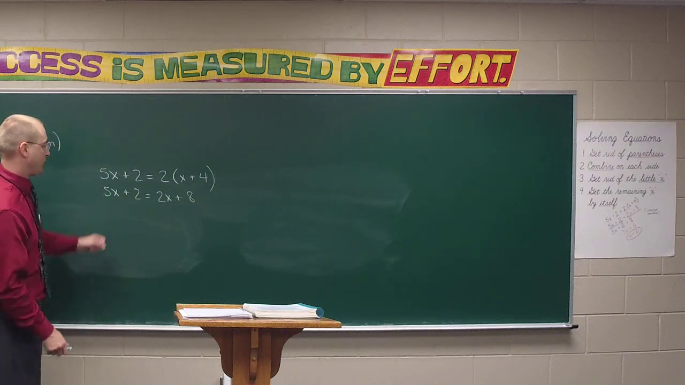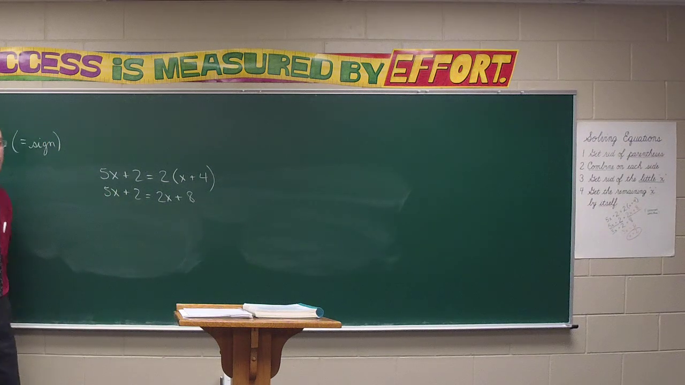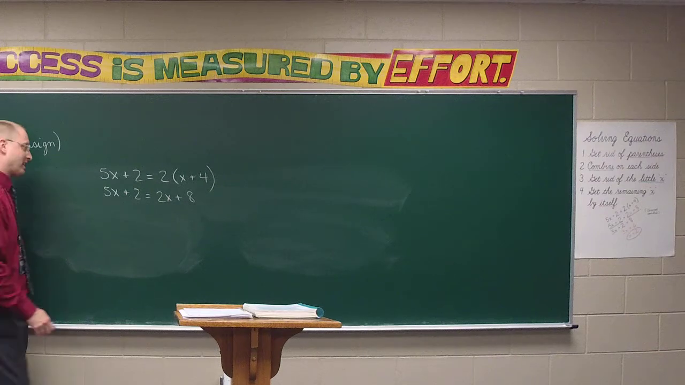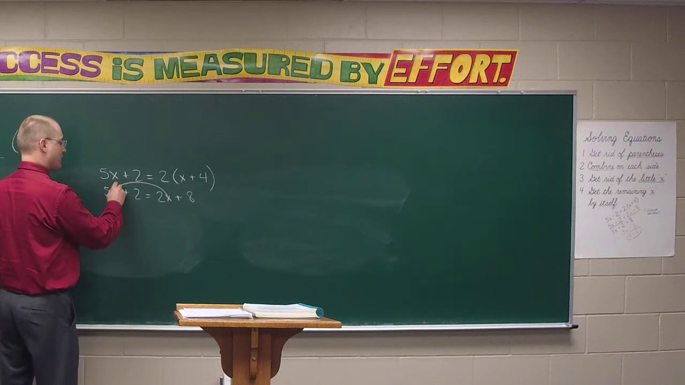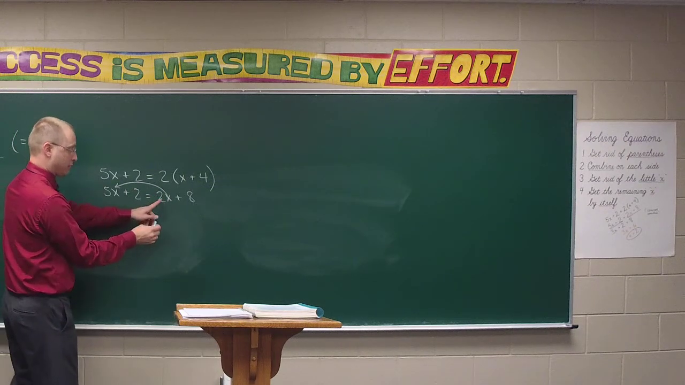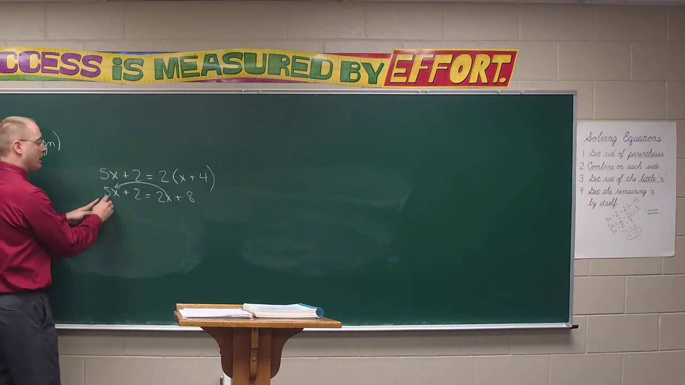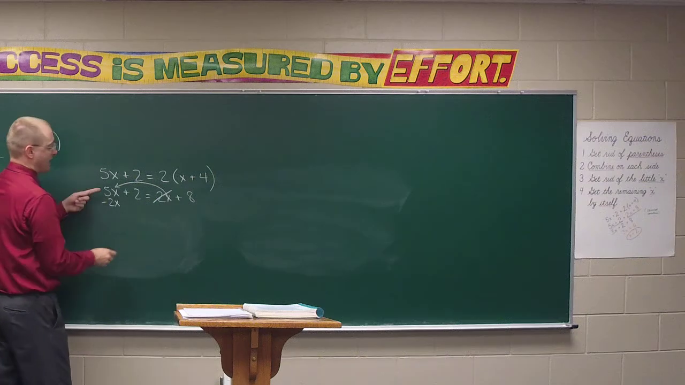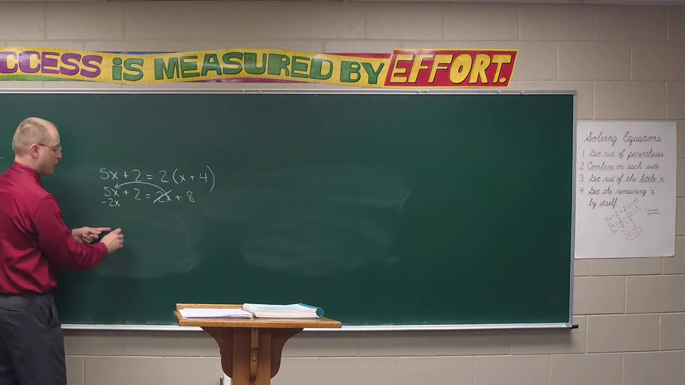Now I see a 5x over here and a 2x over here. One of them is little, class. 2x, and we're going to move the little guy to the other side. But when it moves, what is a positive 2x becomes now a negative 2x. And that's going to give me 3x.